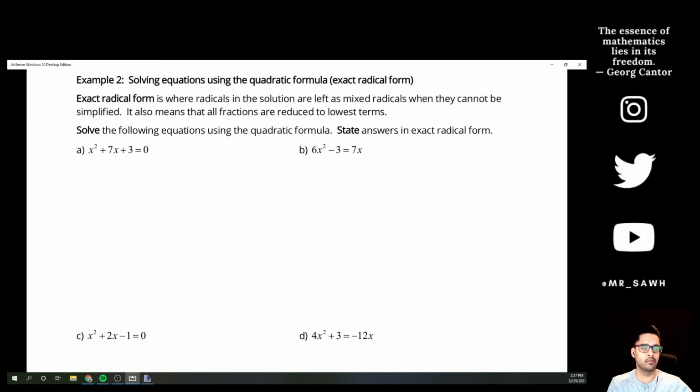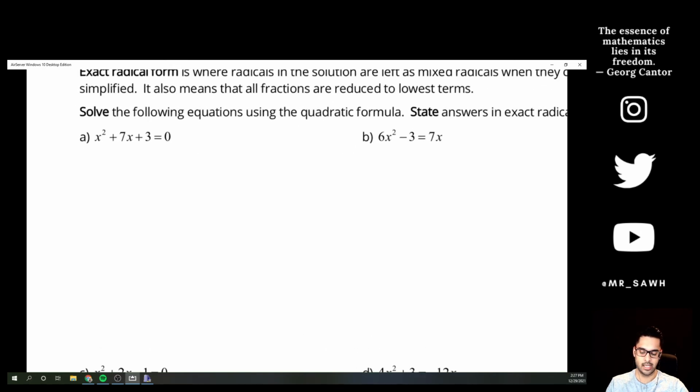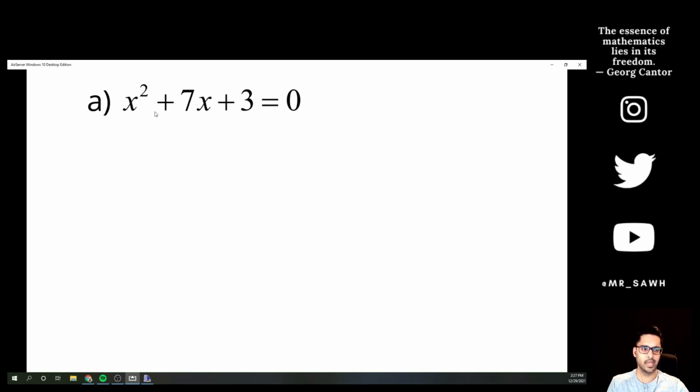Okay, so exact radical form is told to us at the top. It's where radicals or root signs in the solution are left as mixed radicals when they can't be simplified. Okay, fractions get reduced to lowest terms. So really it's a way of writing this as an exact answer, not a rounded decimal. Okay, a little different. So again, we'll do A and B, and I'll leave C and D, and you can check them out in the solutions. So again, I'm in the same format I need to be in, so I know that A is going to be 1, B is going to be 7, and C will be 3.